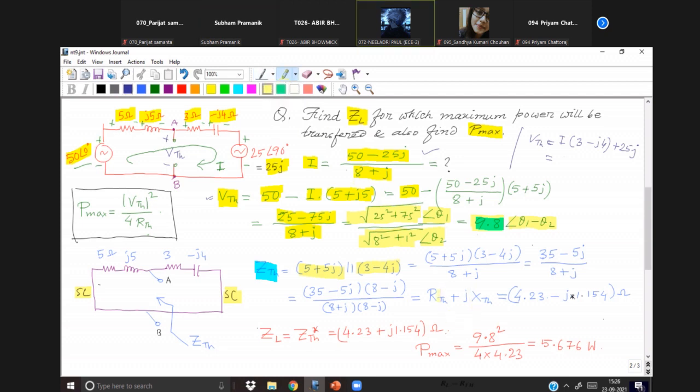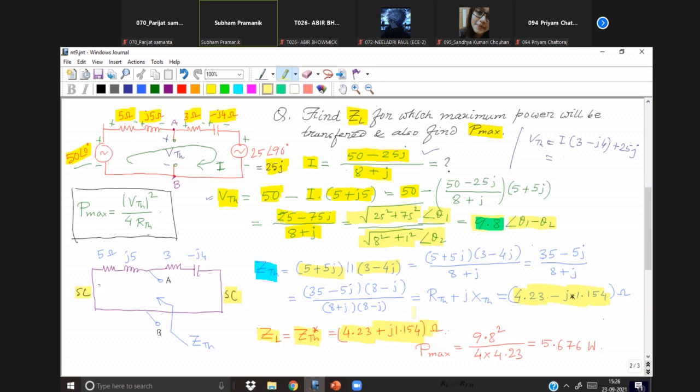So ZTH is equal to RTH plus JXTH. It is comprised of a resistive part and an imaginary part. The real part corresponds to the resistor, the imaginary part corresponds to inductor or capacitor, whatever. According to the statement, the load impedance ZL must be the complex conjugate of this one. So this was minus, naturally this will be plus, 4.23 plus this one. That's the answer to the first question.